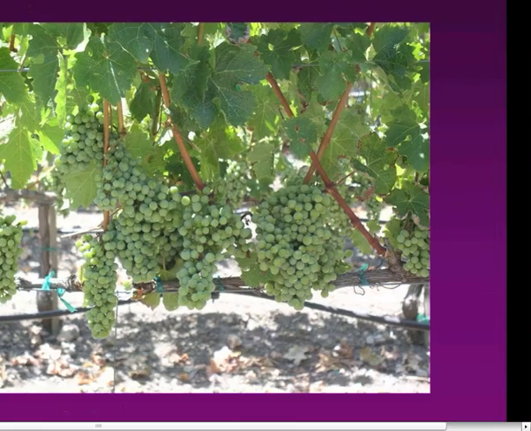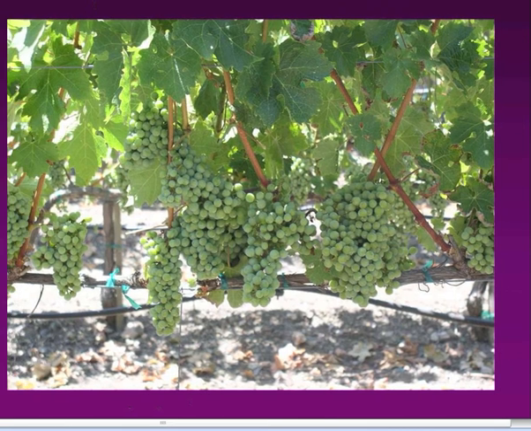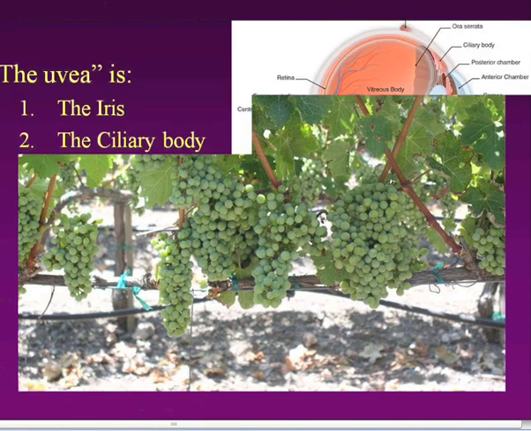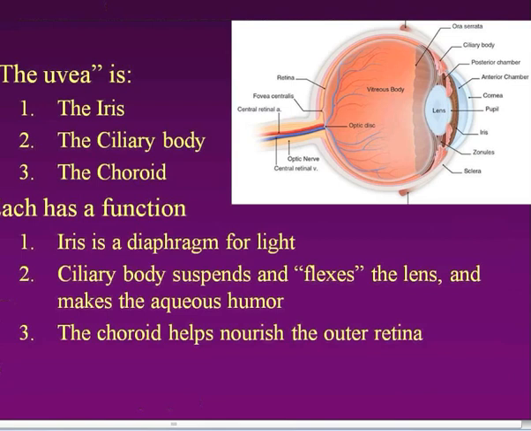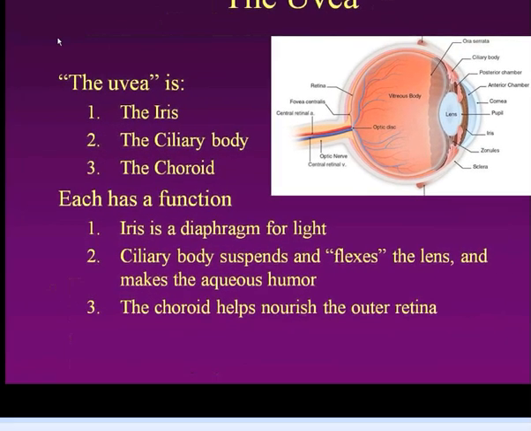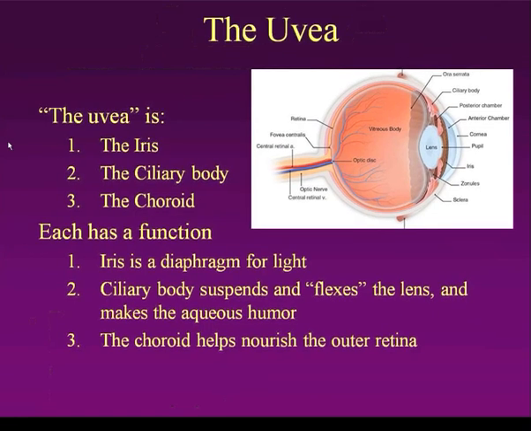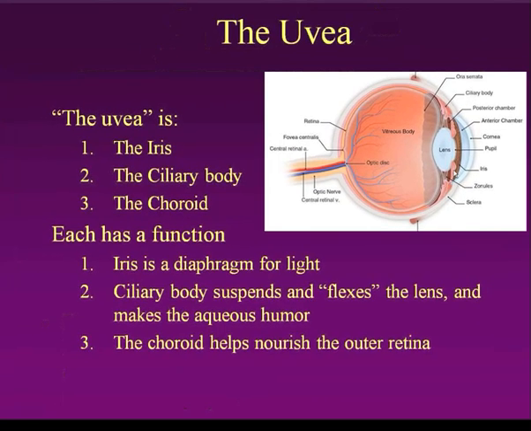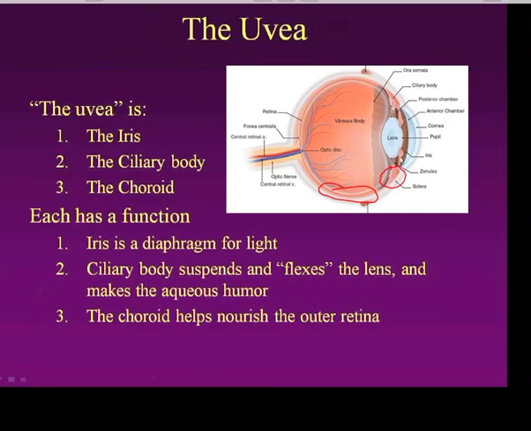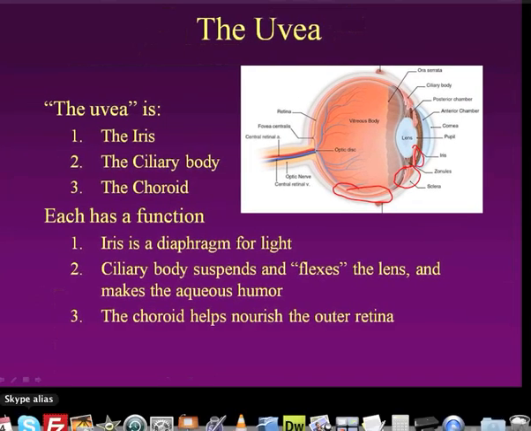Uvea comes from, the origin of the word means grape. And the reason why is because the tissue is purple during surgery, and it looks like a grape. As I mentioned before, the uvea is the iris, the ciliary body, and the choroid. So here's the choroid, ciliary body, and the iris.